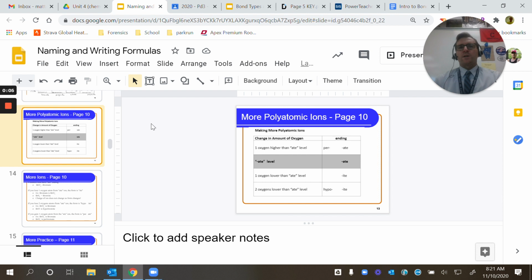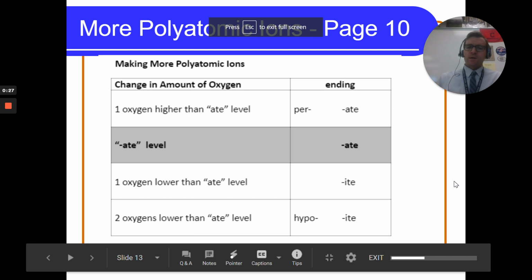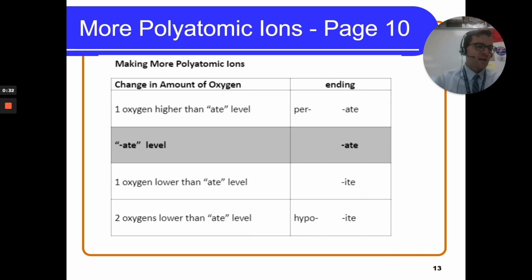In this video, we're going to take a look at polyatomic ions. With polyatomic ions, we've already learned our basics on page 7. But what we're going to do now is take a look at our more involved polyatomic ions on page 10 of your packet. As it turns out, when we talk about polyatomic ions, we really have a family of polyatomic ions, where we can change the number of oxygen atoms.